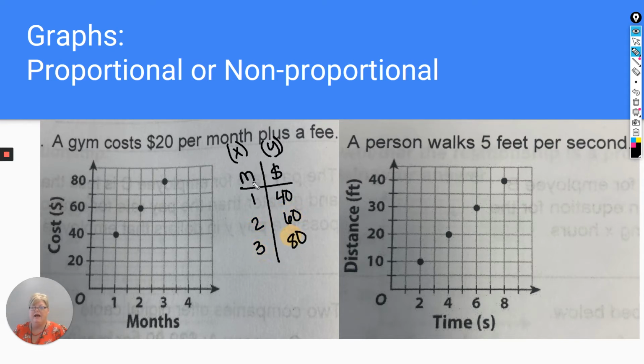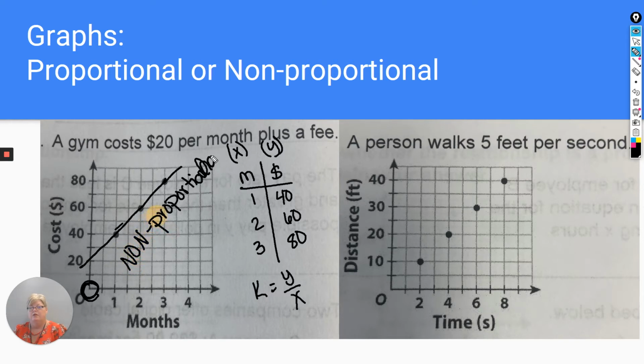We could look at that and decide if it is proportional just by looking at the table and remembering finding K, and all we have to do is divide Y by X. So we could do that. You could also just draw a line, connect your dots, and see, does it go through the origin? Well, you guys can see that does not go through the origin. This is the origin right here. So just by looking at that, we know that this is non-proportional. And you could have divided this and seen this as well.